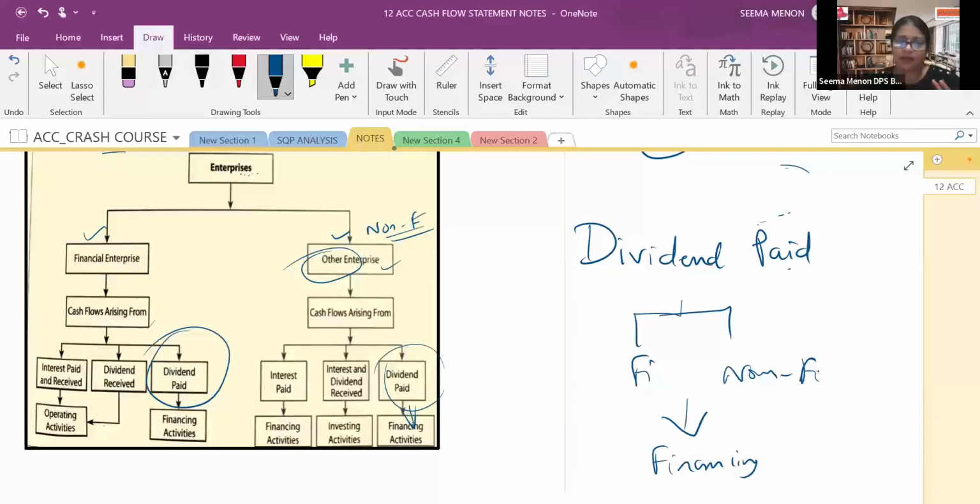Interest paid, that is a financial activity because suppose a chemical manufacturing company, they will take the loan to procure the capital only. They will not take loan for any other purpose.